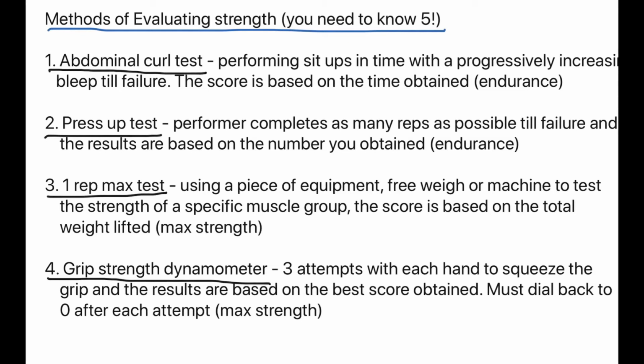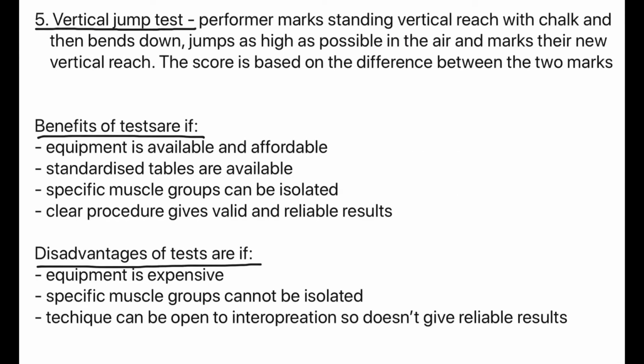The fourth is the grip strength dynamometer. Basically, you have three attempts with your right and left hand to squeeze the grip, and the results are based on the best score obtained. Between each attempt, you must dial it back to 0, and this will again test your maximum strength. The final one is the vertical jump test. This will test your explosive / elastic strength.